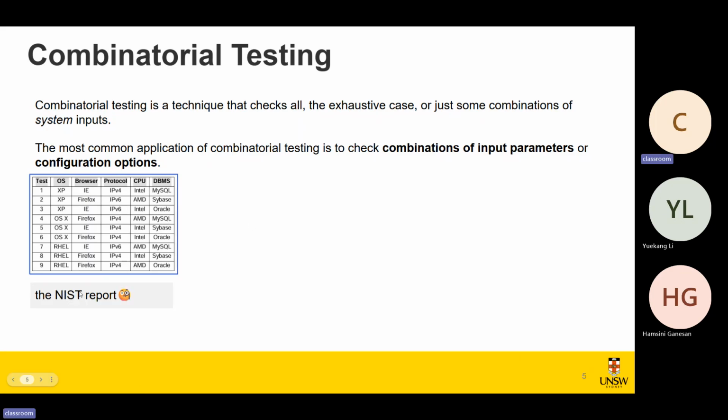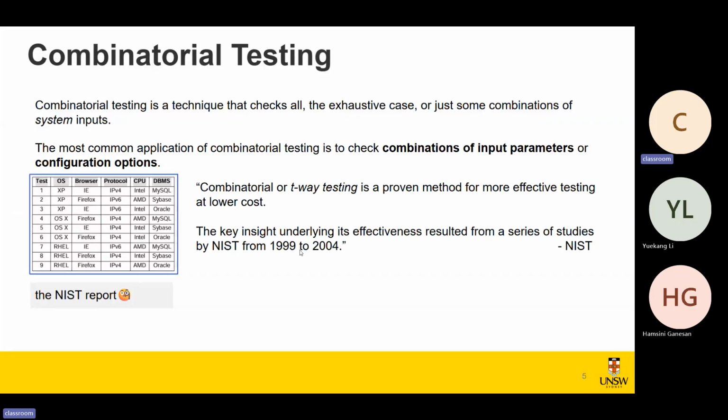Actually, this table is from the NIST report. I'll tell you what NIST is later. They are the organization proposing the idea of combinatorial testing. In this report, they first mentioned the term combinatorial testing. This was proposed by them about 20 years ago. So they did a study 20 years ago, and in that study, they proposed the idea of combinatorial testing.